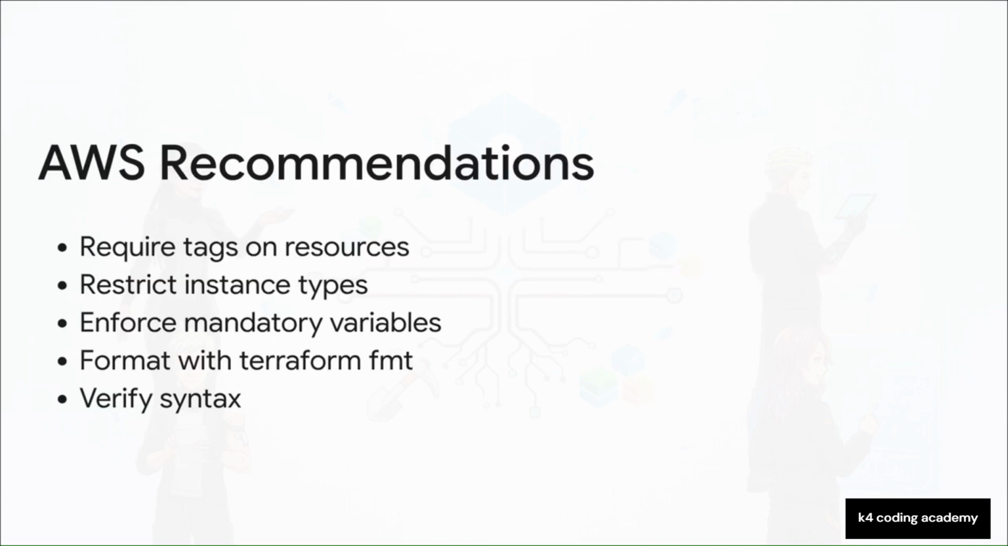Now, to build solid guardrails early on your local machine, you really need to implement these exact recommendations. We're talking about requiring tags on all resources so you can actually track your costs, and restricting instance types to completely stop bill shock right in its tracks. You also need to enforce mandatory variables so your deployments don't just randomly fail. And as an absolute baseline, every single developer has to format all their files with the Terraform FMT command to match HashiCorp style standards, and then verify that overall structure with Terraform Validate. Getting these basics right out of the gate isn't just about clean code. It literally massively accelerates how fast you can onboard new developers.